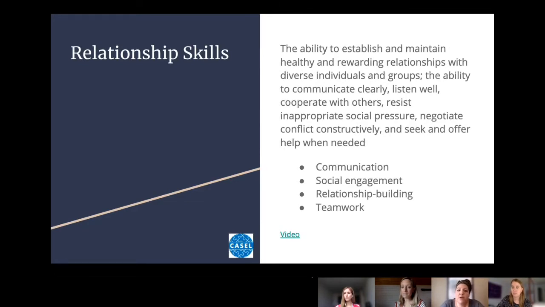Relationship skills involves the ability to establish and maintain healthy and rewarding relationships with diverse individuals and groups. It's the ability to communicate clearly, listen well, cooperate with others, resist inappropriate social pressure, negotiate conflict constructively, and seek and offer help when needed. Communication, cooperation, and the ability to successfully resolve conflicts are key to successful relationships. Educators can help students develop these skills by working together in groups and discussing roles. Parents can support their children by spending time with them and encouraging communication.